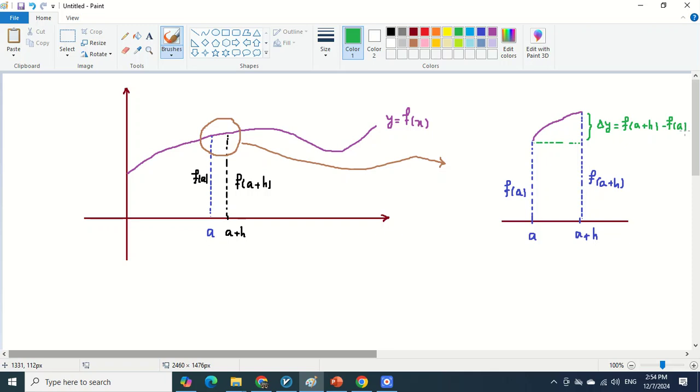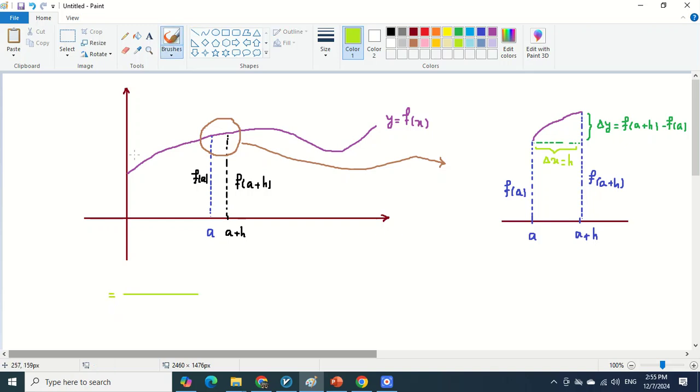And on the other side, you can consider the differences of x values as well. This is the difference of x values that we have over here, delta x, and this delta x is equal to h, because this is the difference between A plus H and A. So let us make that ratio over here, a ratio that determines the rate of growth at that point.